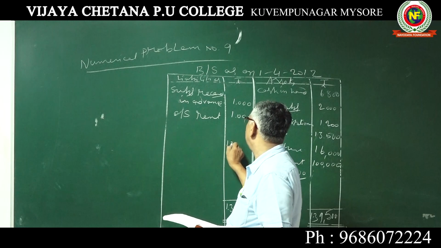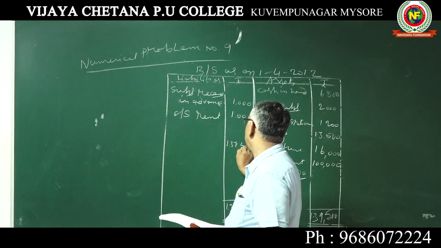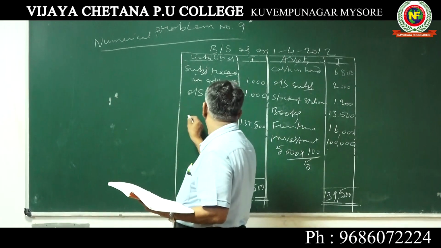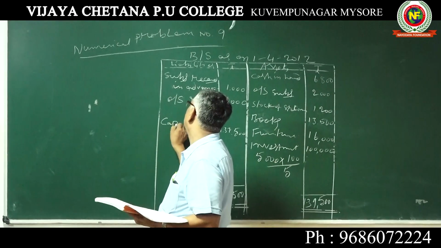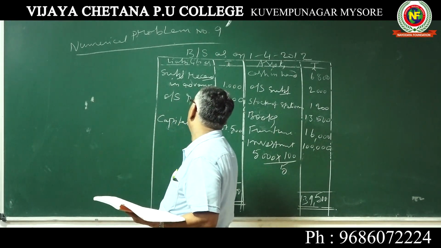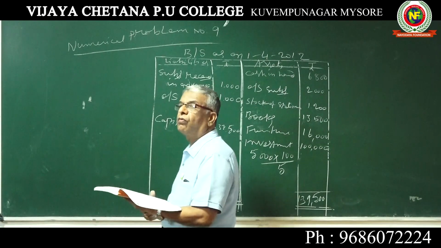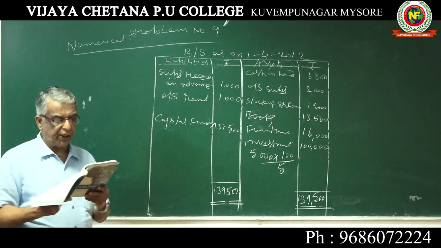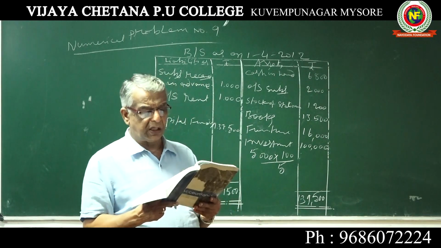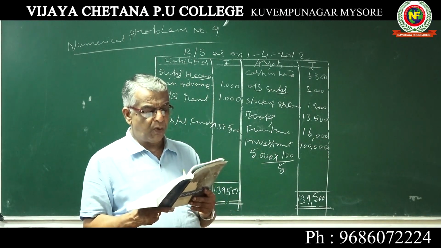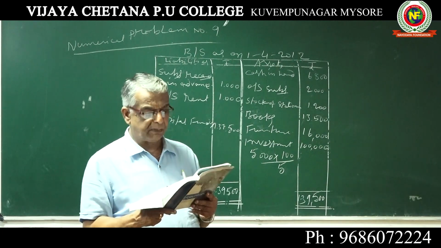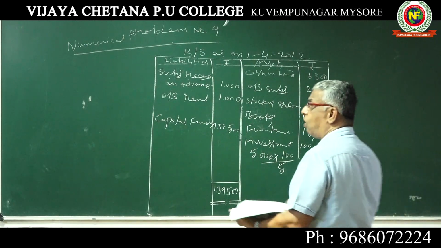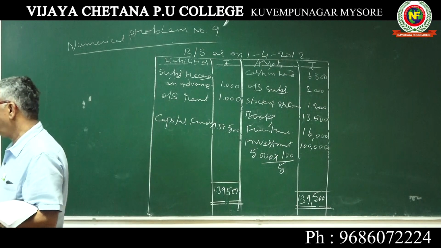So you have to find out this difference. 1,37,500 is what is given in your textbook. That is what you call capital fund. This is how we have to find out the capital fund, students. So the opening capital fund is 1,37,000. Now we have to prepare the income and expenditure account. Let us pass on to prepare the income and expenditure account.